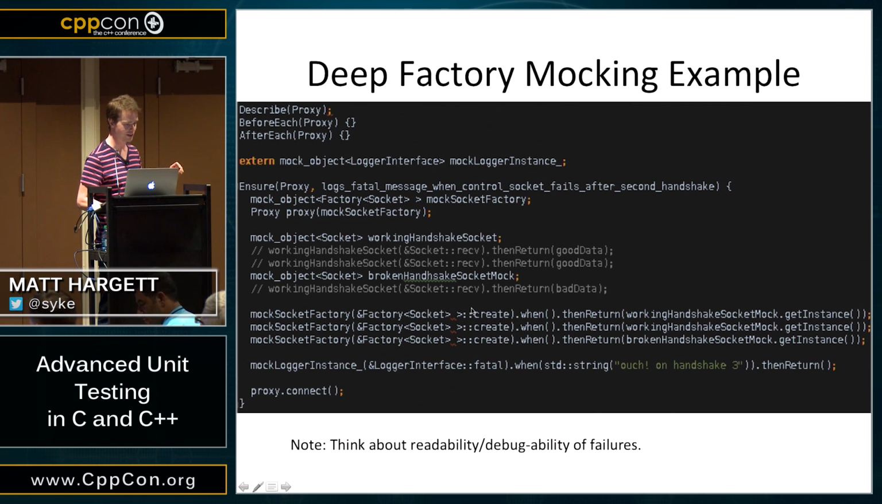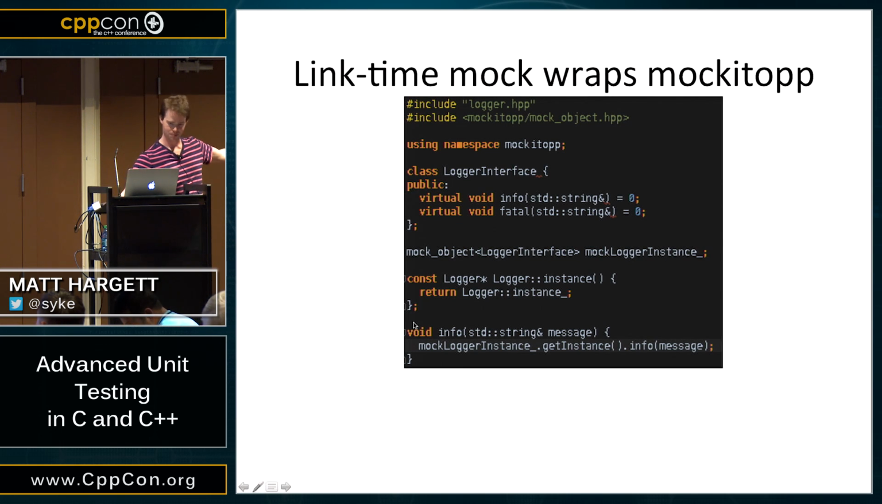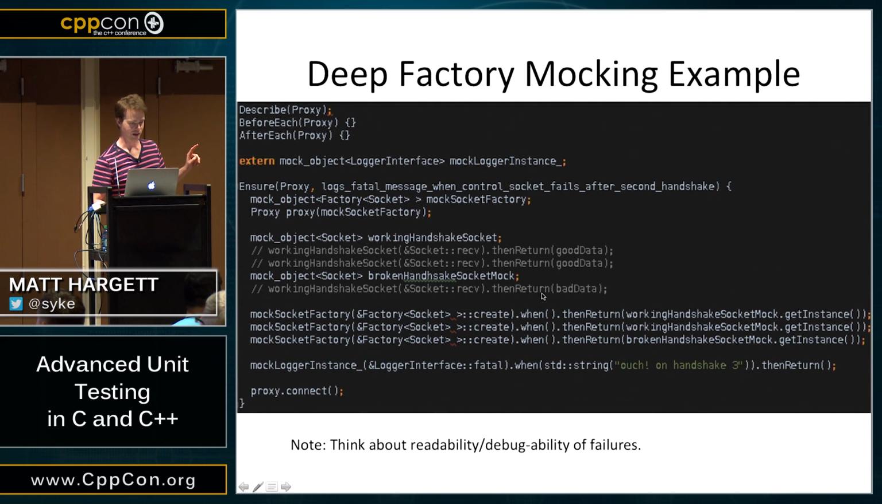I'm going to tell the creation method, when it's called, to return first a working handshake socket. The second time it's called, return the working handshake socket again. And then the third time, return the broken one, right? And then I'm going to tell the mock logger instance from back here to expect a call to fatal with a standard string that says "ouch in handshake 3". And then I call proxy connect, right?